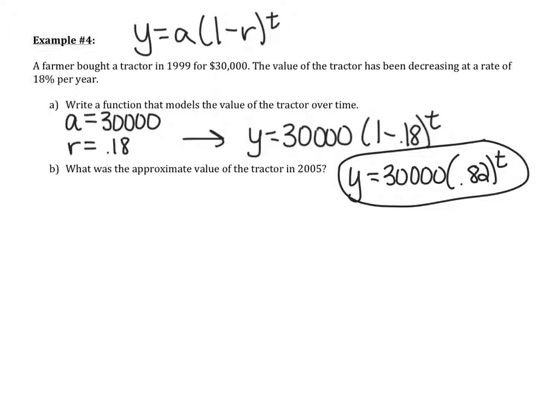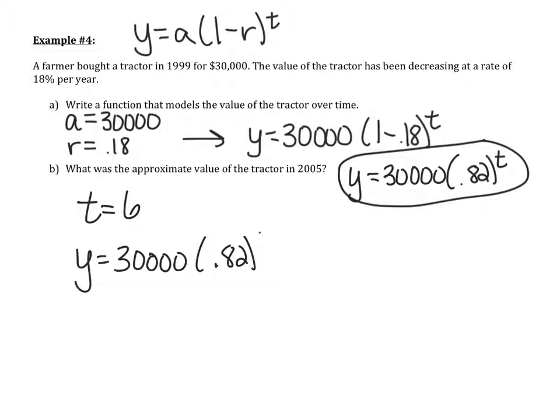So for part B, it says, what was the approximate value of the tractor in 2005? So it was bought in 1999, so in 2005, that is 6 years later. So I'm going to put 6 in for t, so it'd be y equals 30,000 times 0.82 to the 6th power. So I'm just going to type that into my calculator, round to 2 decimal places since it's money. So I get about $9,120.20. So that's how much the tractor would be worth after 6 years. That's not very much if you spent $30,000 to start with.